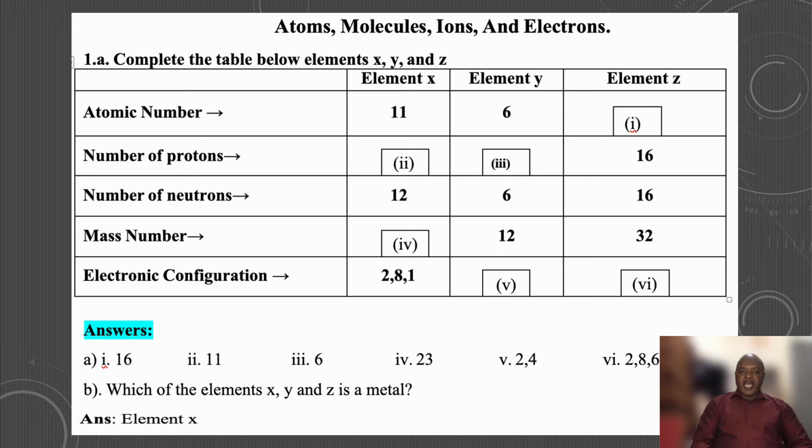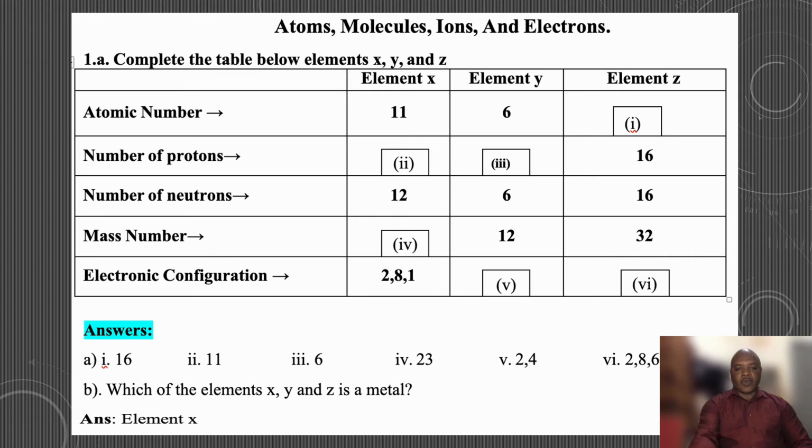Then B, which of the elements X, Y, and Z is a metal? Obviously, the element that belongs to group 1 of the periodic table, as indicated by one electron in the outermost shell or the one valence electron, is element X. So element X is a metal.